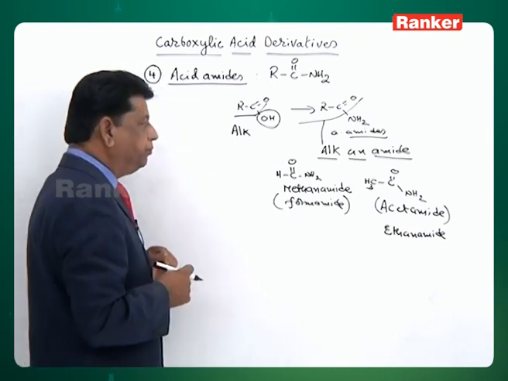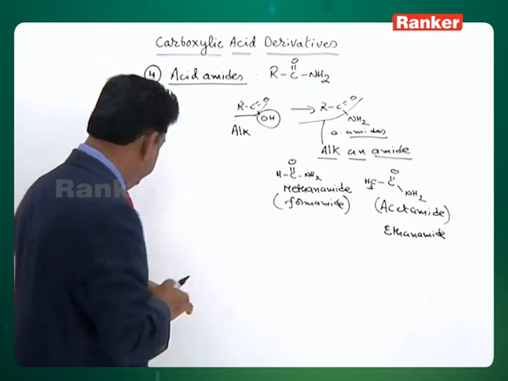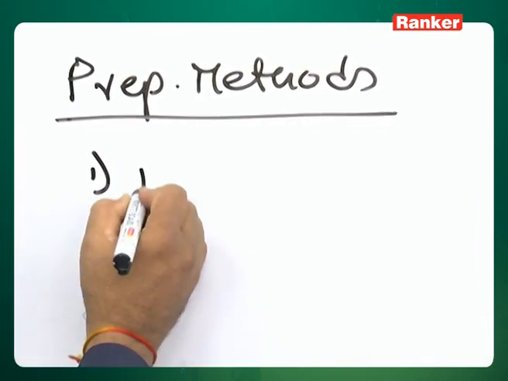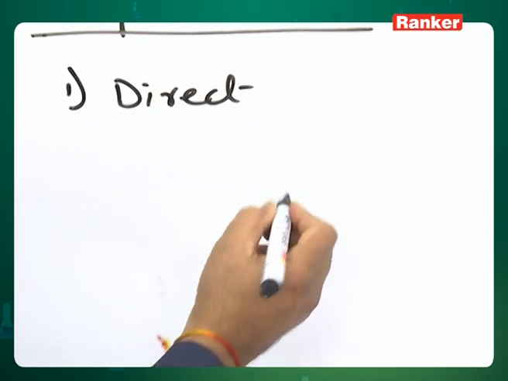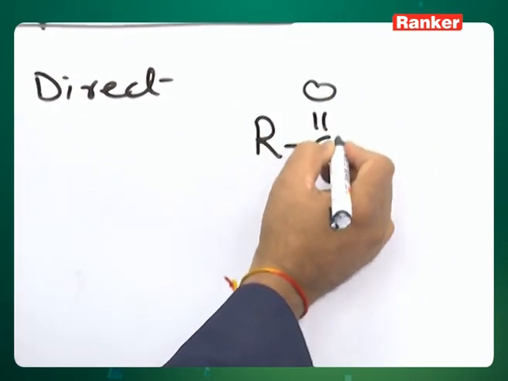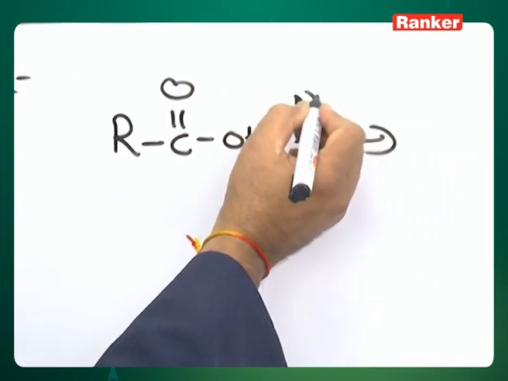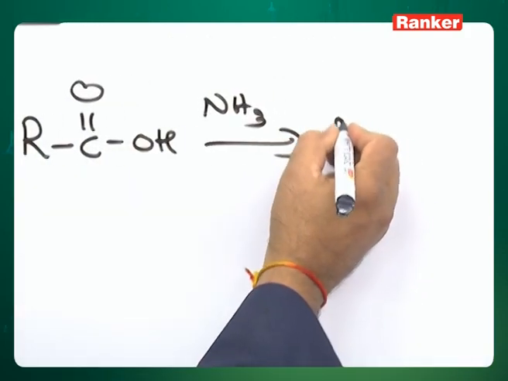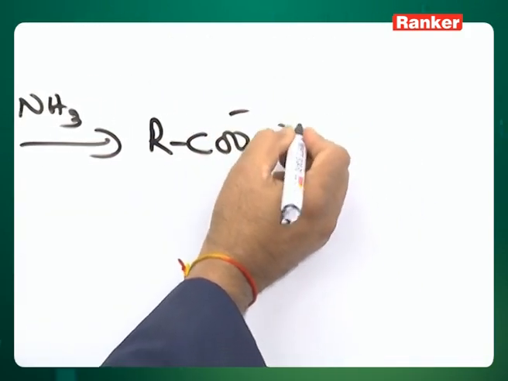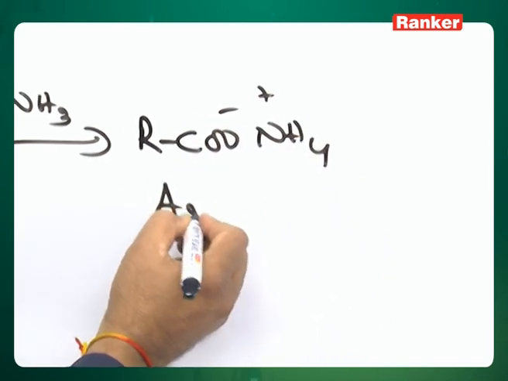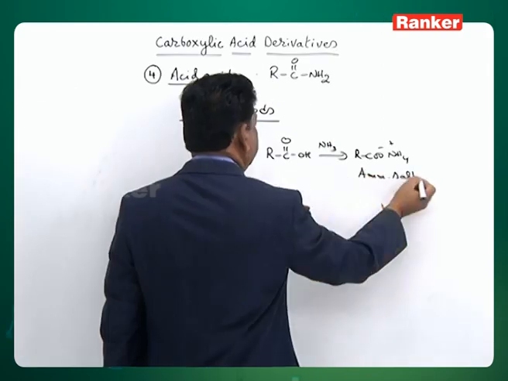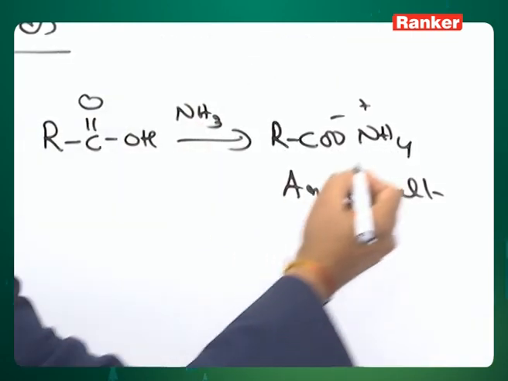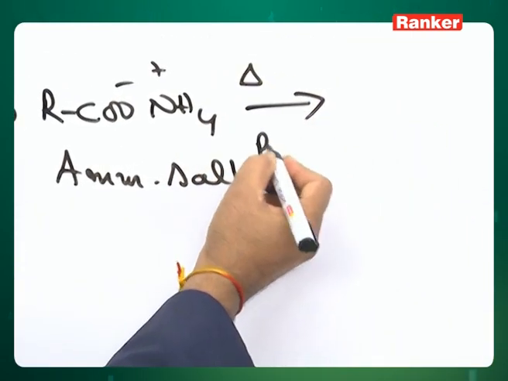Now, let us go for the preparation of these amides. Preparation methods of these acid amides. The first method is the direct method, that is using the carboxylic acid. Take the corresponding carboxylic acid, add ammonia. You won't get the amide directly, but initially you will get RCOO minus and NH4 plus, and the corresponding ammonium salt will be formed. For example, if acetic acid is taken, ammonium acetate, a solid, is formed. This solid you go on heating, you may call it a pyrolysis reaction.